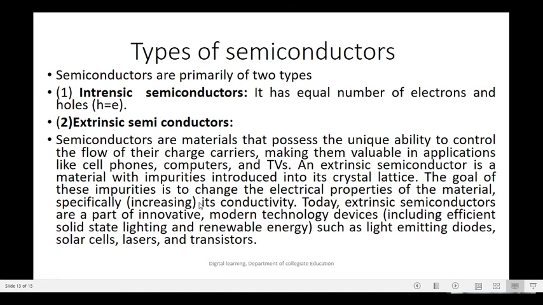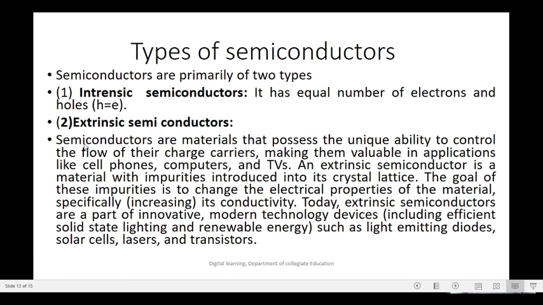Types of semiconductors. Semiconductors are primarily of two types: intrinsic semiconductor and extrinsic semiconductor. An intrinsic semiconductor has an equal number of electrons and holes. It is also known as an undoped semiconductor. The electrical conductivity can be increased by doping substances into the intrinsic semiconductor. The extrinsic semiconductor is very important for us.